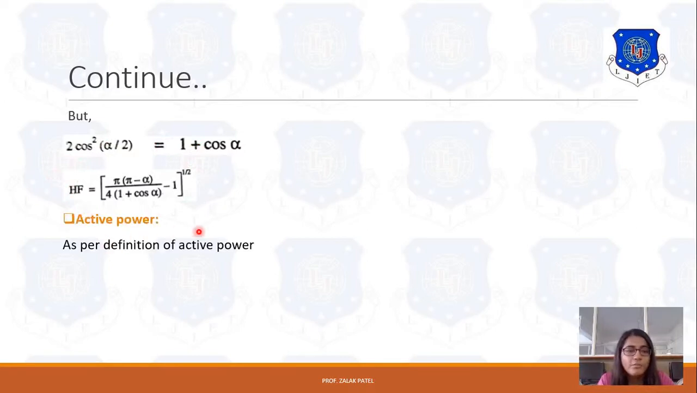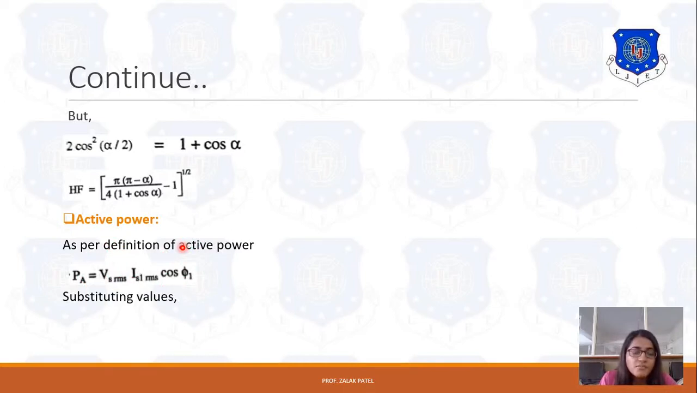Now active power. Active power is one useful term. It is one type of useful power, and according to basic electronics, the active power can be written like this: active power denoted by P subscript A is equal to Vs RMS into Is1 RMS into cos phi. Over here this is the supply RMS voltage, this is the fundamental value of current, and this is the power factor cos phi 1.